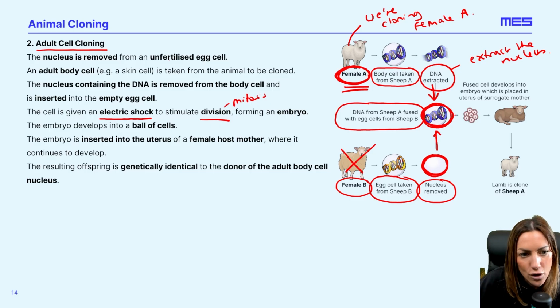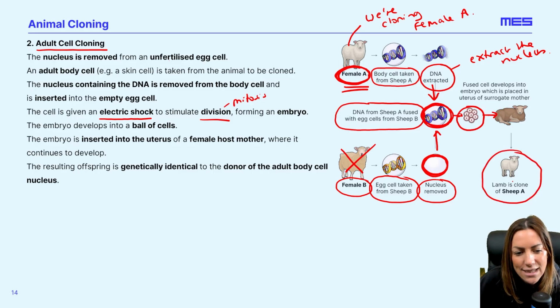It will start to form an embryo, which we can see here, a cluster of cells, and then the embryo is inserted into the uterus of a female host mother or surrogate mother, where it continues to develop. And the offspring, in this example on my slide, will be a clone of sheep A, because all of the DNA came from sheep A. Okay, let's just go through it again to try and simplify it.